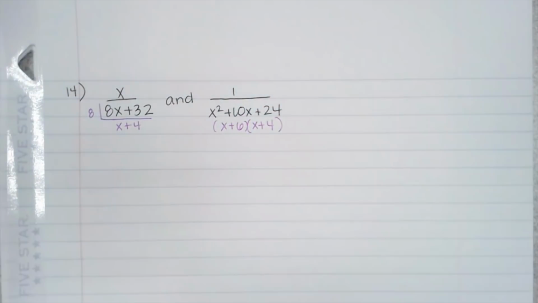And so the two numbers that multiply to give me 24 and add to give me 10 are 6 and 4. And so when I go through and find the LCD for this one, I want to look at what they have and what they need.